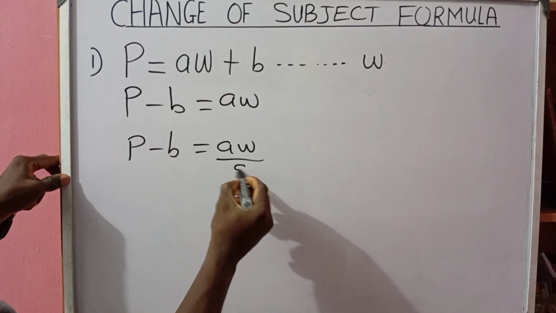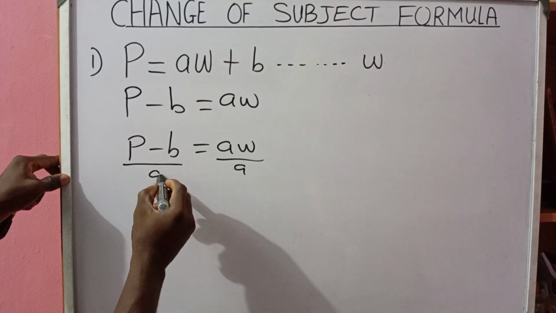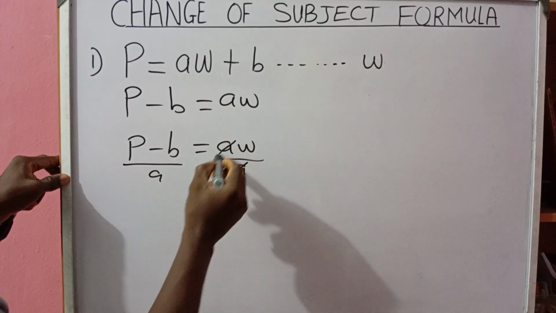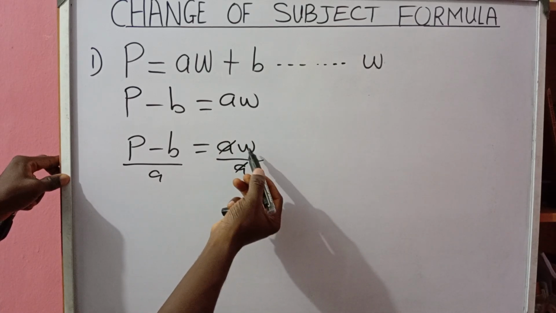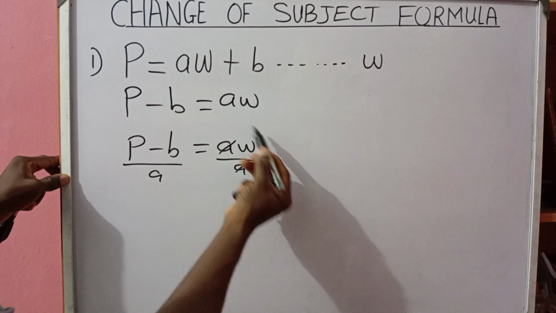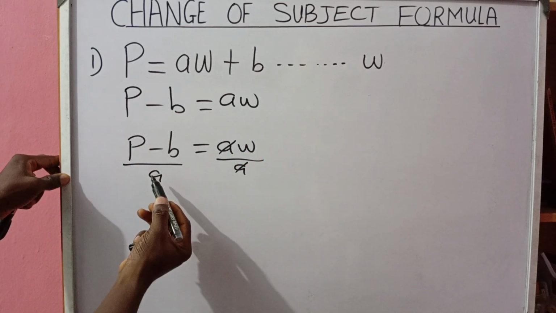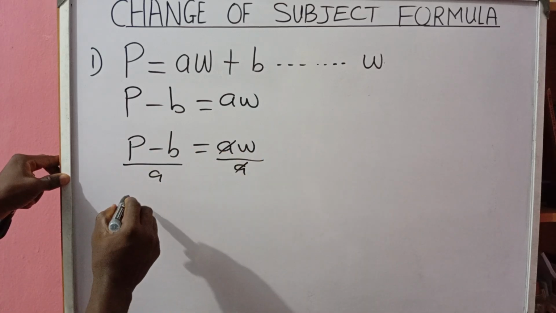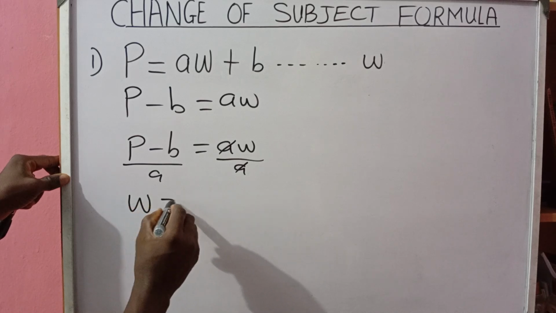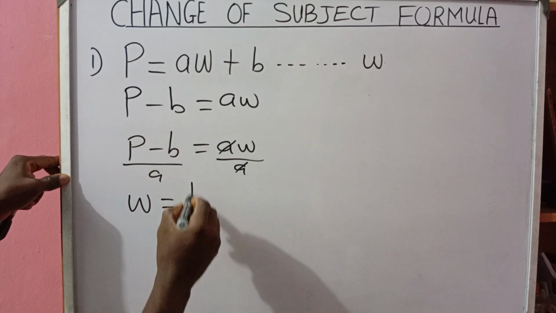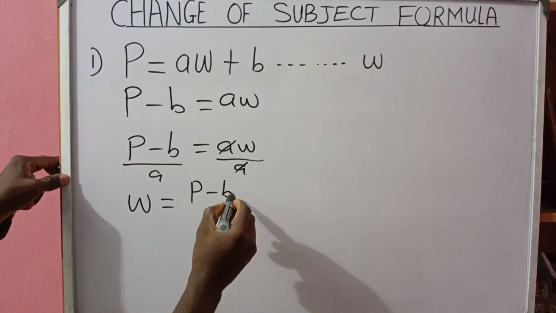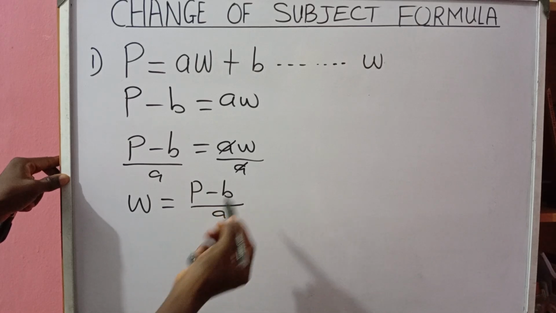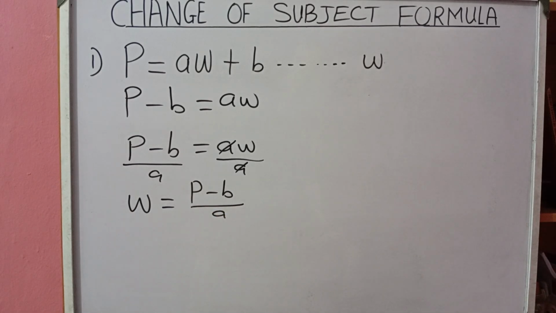I divide this side by A. I divide this side by A. A will now cancel A here. We are left with only W. So we can say that this W is now the subject for which all of these variables depend upon. So the answer becomes W is equal to the entire thing we have here, P minus B all over A. This becomes the answer to the question.